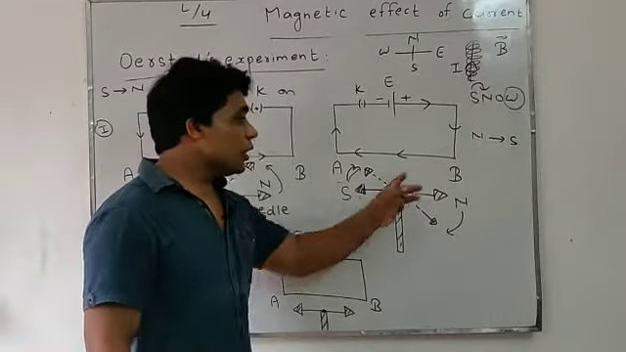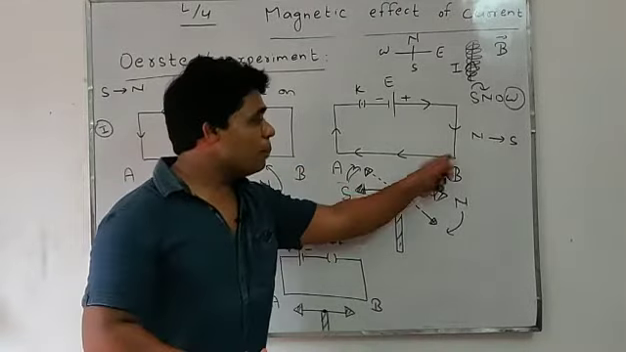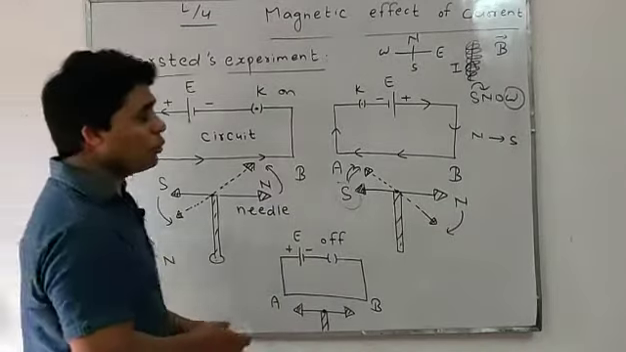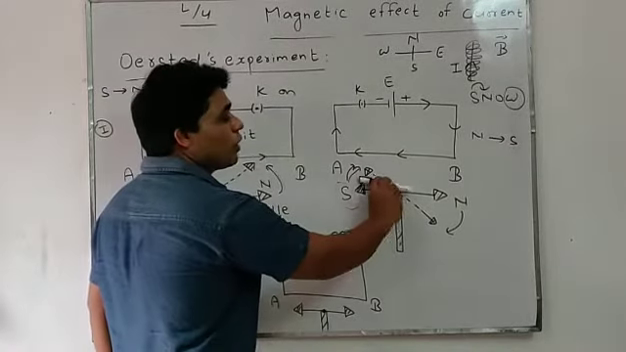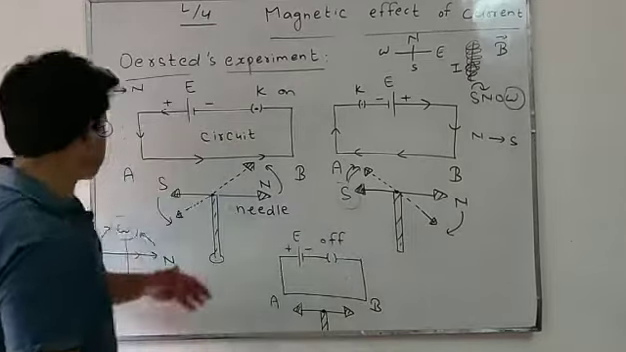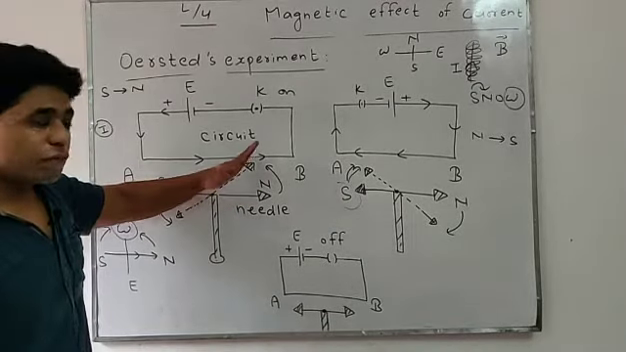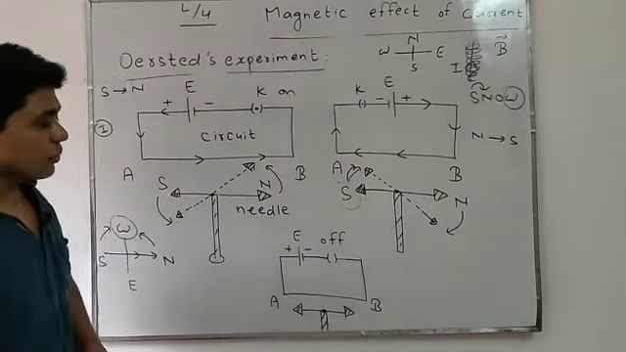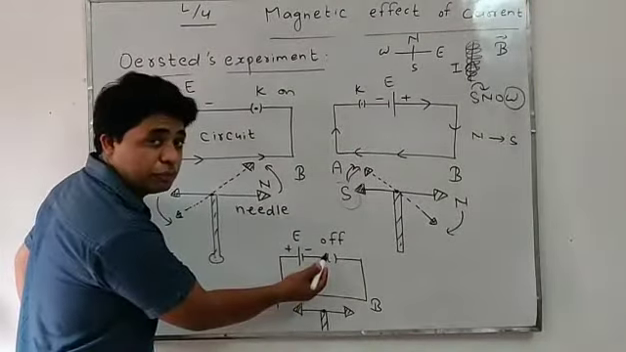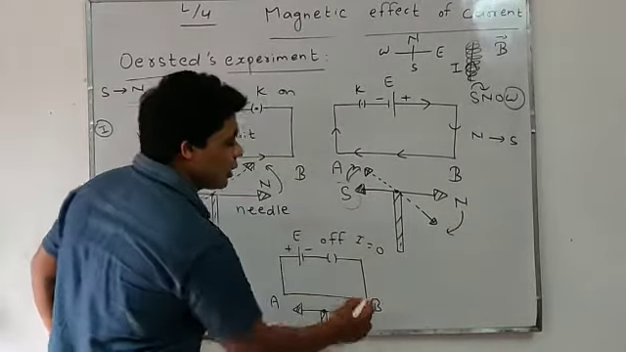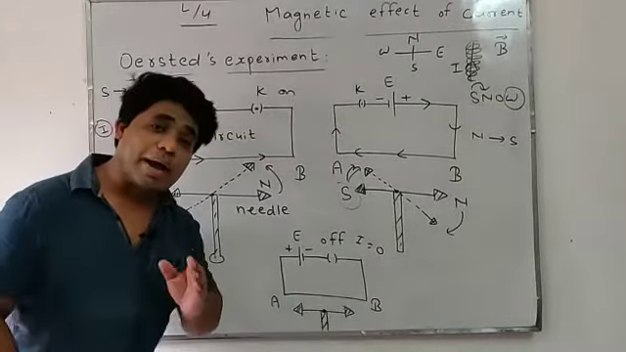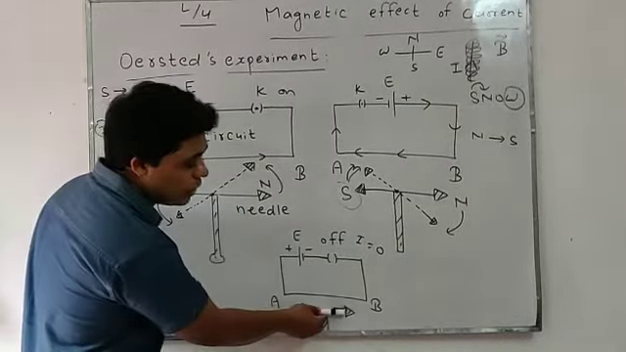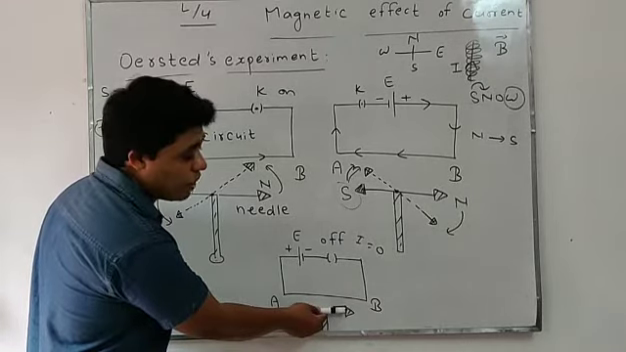So when the direction of current is from B to A, from north to south, the south pole deflected in the direction of current. In the first case, the north pole deflected in the direction of current. In the second case, the south pole deflected in the direction of current. And in the third condition, when the switch is off and there is no current in the circuit, the magnetic needle does not show any deflection. It remains at rest.